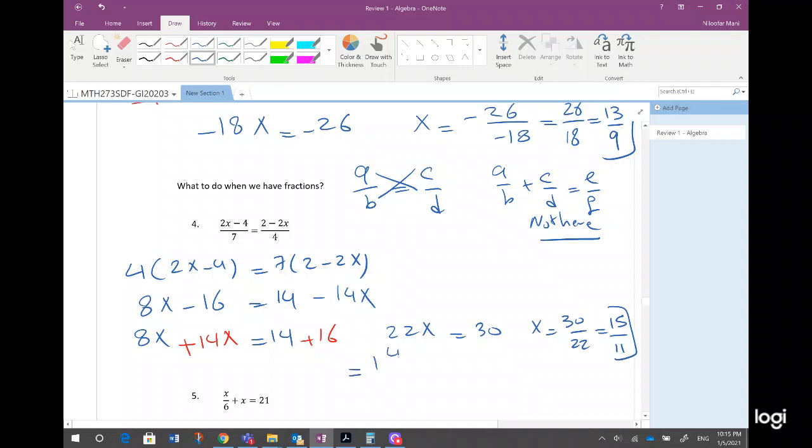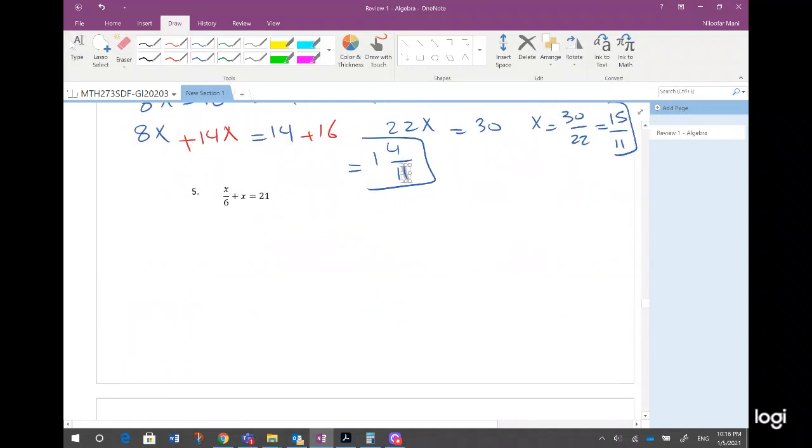Maybe I say I want to see the answer in mixed fraction, for example, which is 1 and 4 over 11. So if you have one fraction one side, another fraction the other side, use this chance to do cross multiplication. So this multiple that, and this multiple that. In this case you can't.